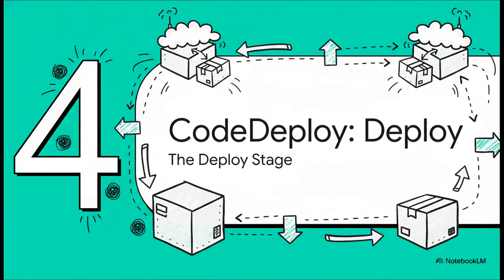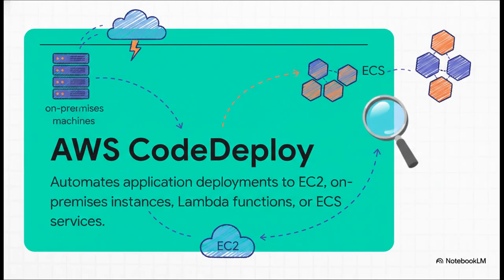So our application is built, it's packaged, it's ready to go. Now it's time to ship it. This is the deploy stage, and our go-to tool for the job is AWS CodeDeploy. CodeDeploy is a real workhorse. It automates the whole tricky process of getting your code onto your servers.